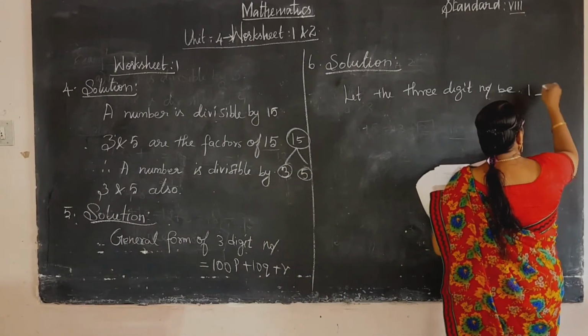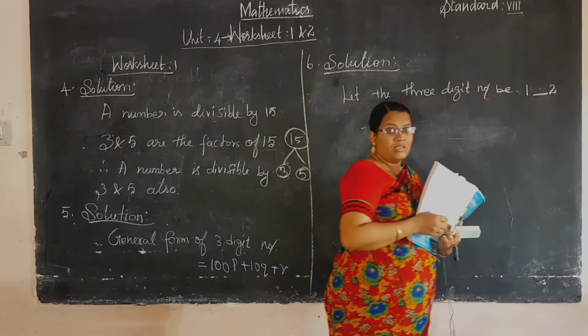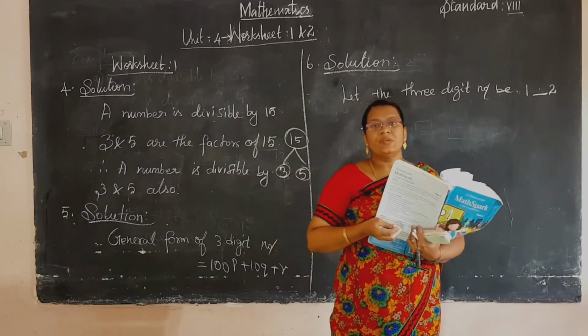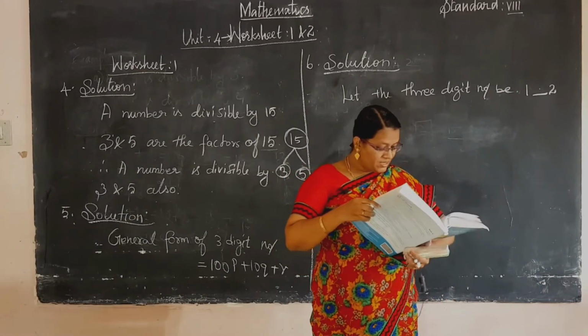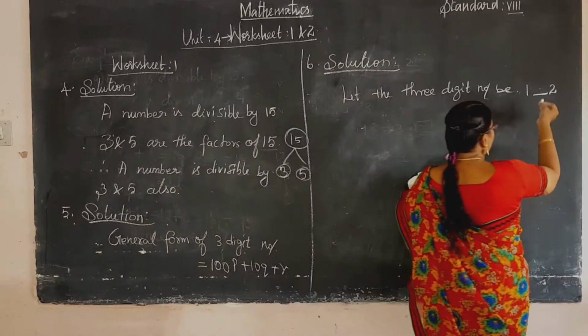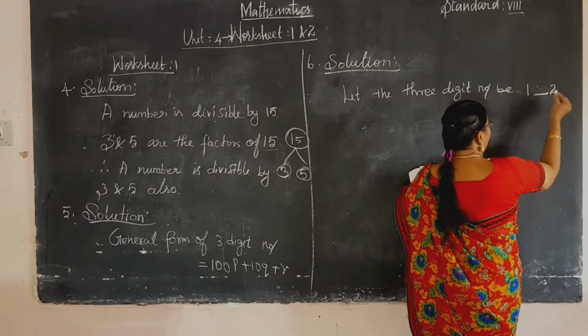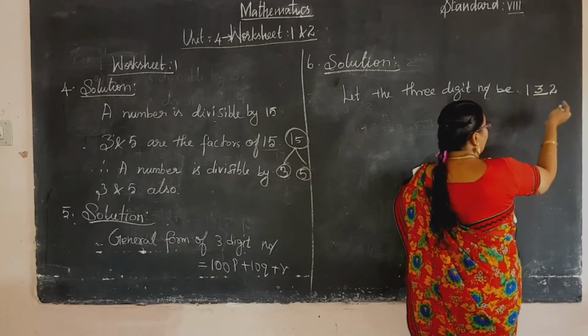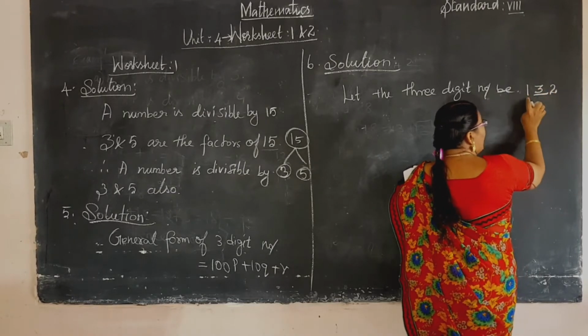So which number placed in this place will give a number divisible by 3? So the next number is 3. 3 is an odd number. Now we have considered 132.